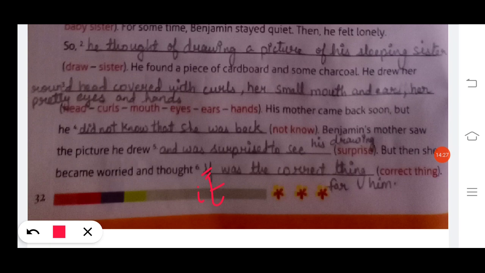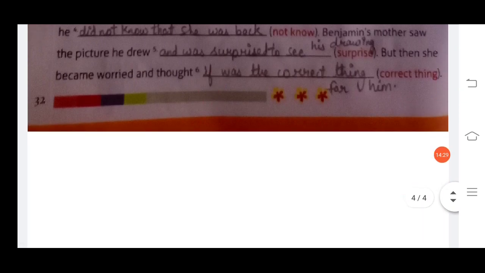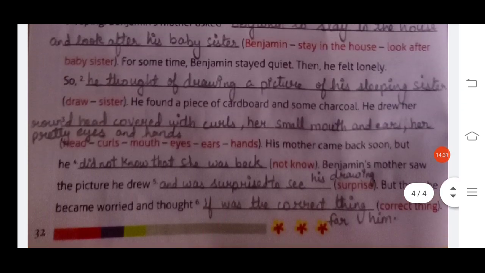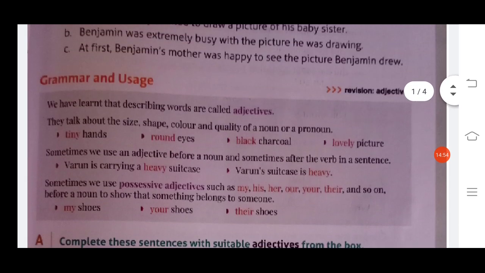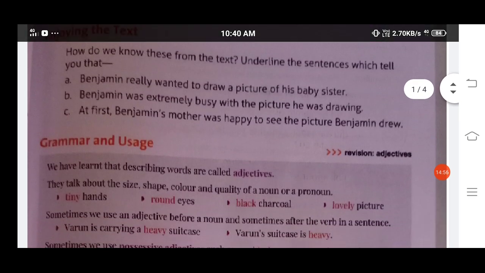Okay, so now we have completed all the exercises up to here. In the next video I'll be giving you the word meanings, dictation words and all that, and question answers also I'll give you in the next videos. So children, by the time you complete this work in your book, but do it in good handwriting. Okay, thank you.